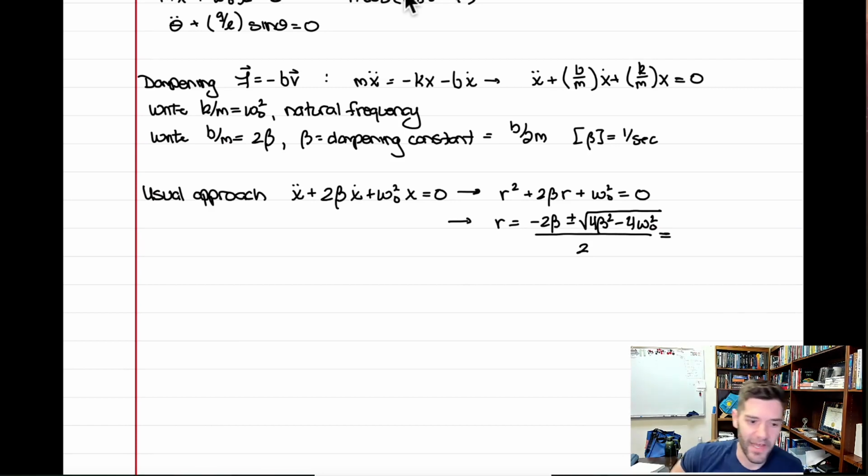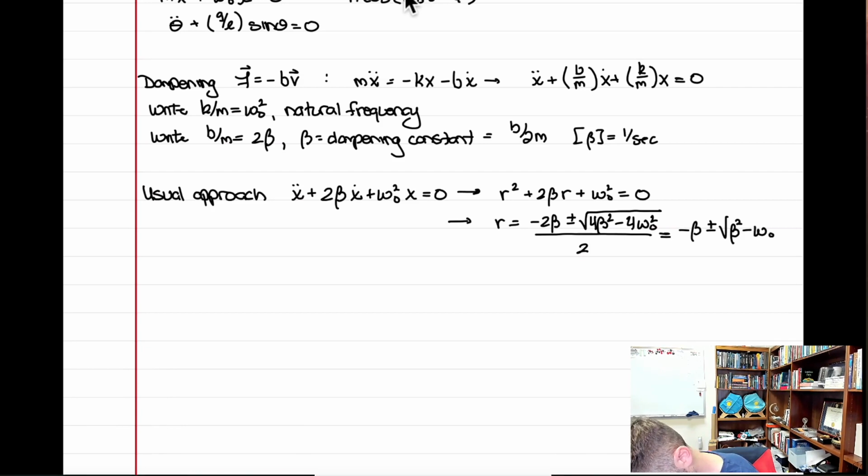Again, why did we have it be 2 beta instead of just beta? Well, it was just a convention that we made, because if we called it 2 beta, then notice that there's a 2 everywhere because the square root of 4 is 2, and this just becomes negative beta plus or minus the square root of beta squared minus omega naught squared, as your 2 possible values of r.